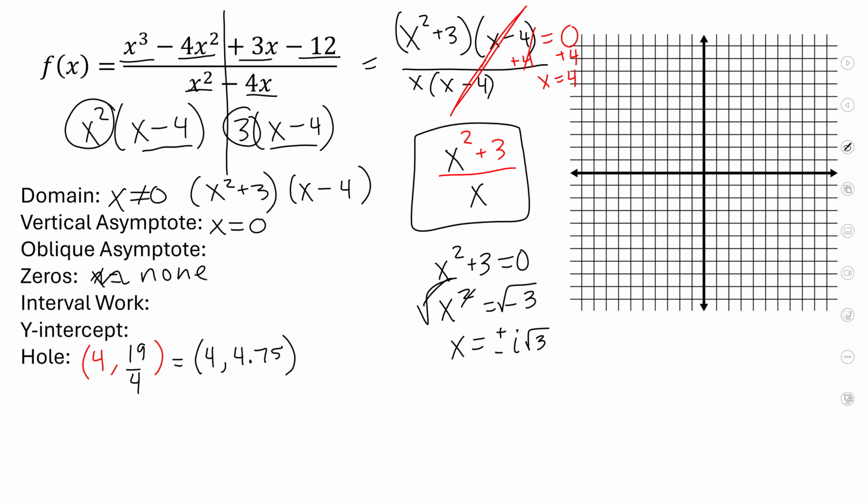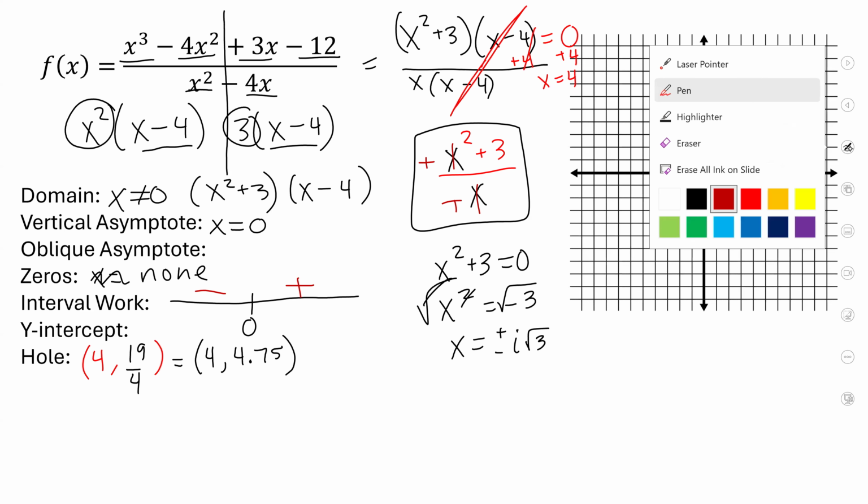All right. So let's go ahead and do my interval work. So we're going to look at, I don't have any zeros, but I have a vertical asymptote at x equals 0. Okay, so go ahead and do the interval. Good. All right, so if you plug in a number like negative 1, this will become negative. And if you plug in a positive number like positive 1, you get a positive. So those are my intervals.